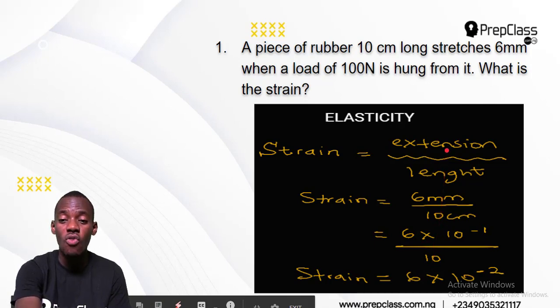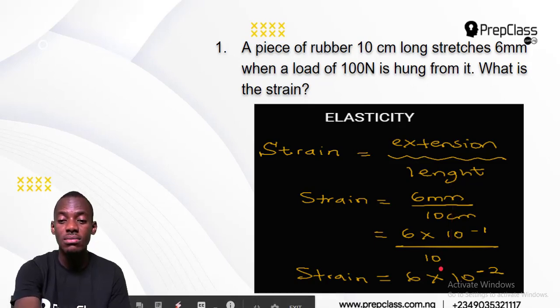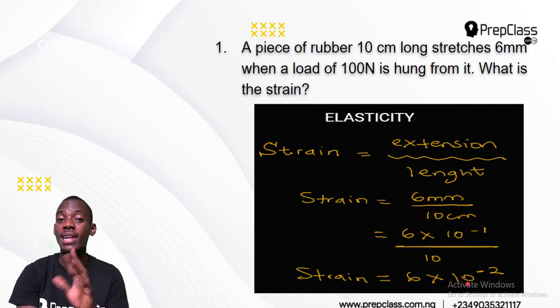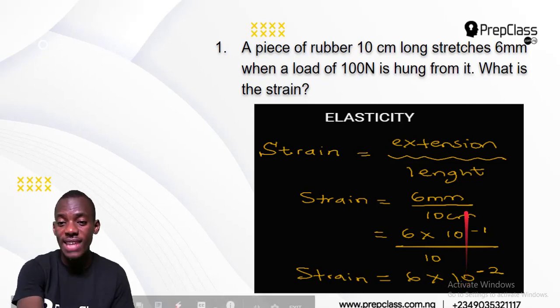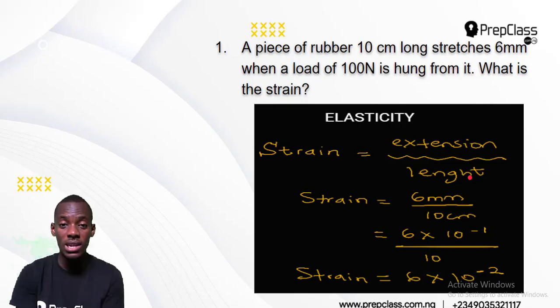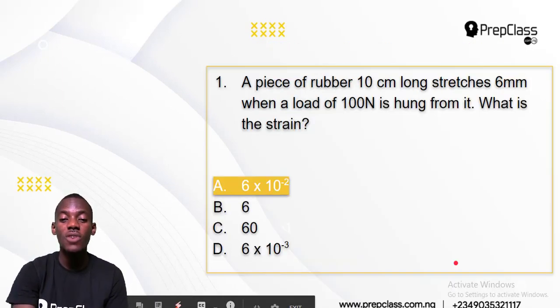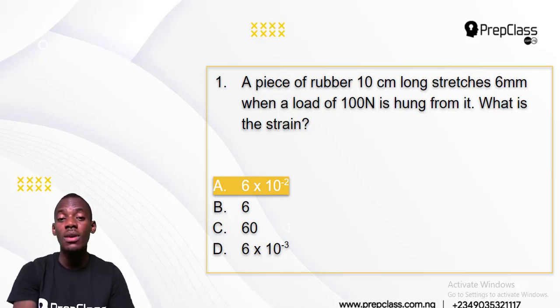Remember, it is extension over length. My extension is 6 times 10 to the power minus 1 in centimeter, and my length is 10 centimeter. If you divide it, you'll get 6 times 10 to the power minus 2, and that is your strain. Remember, there is no unit, because extension is in centimeter, length is also in centimeter. When the 2 centimeters divide themselves, there will be nothing left, and that's why strain doesn't have any unit. So your answer is option A, 6 times 10 to the power minus 2, and that is the end for strain.